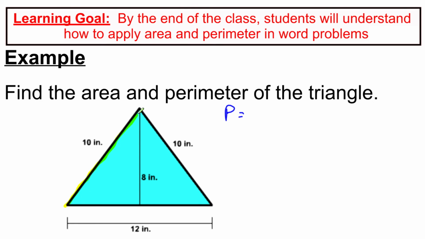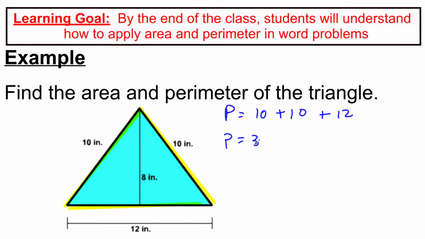So I would say this is an outside edge, this is an outside edge, and the bottom is an outside edge, which means this 8 that's going through the middle of the shape is not going to be used in our calculation. So I'm going to say 10 plus 10 plus 12. Okay, 10 and 10 is 20, and another 12 is 32.